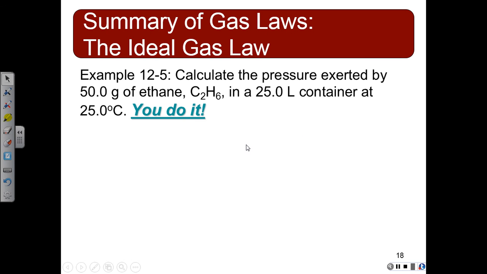All right, go ahead and work this one. Remember the 50 grams of ethane we just did; the moles came out to 1.67 or 1.66. You don't have to redo that. You're given 50 grams again of ethane, so if you divide that by the 30.07 or 30.08 or whatever it was, you get 1.67.